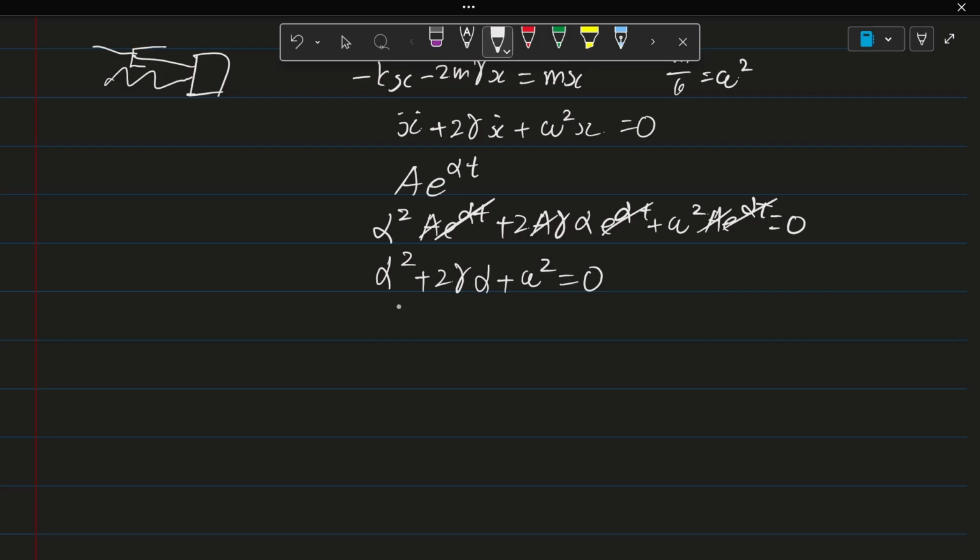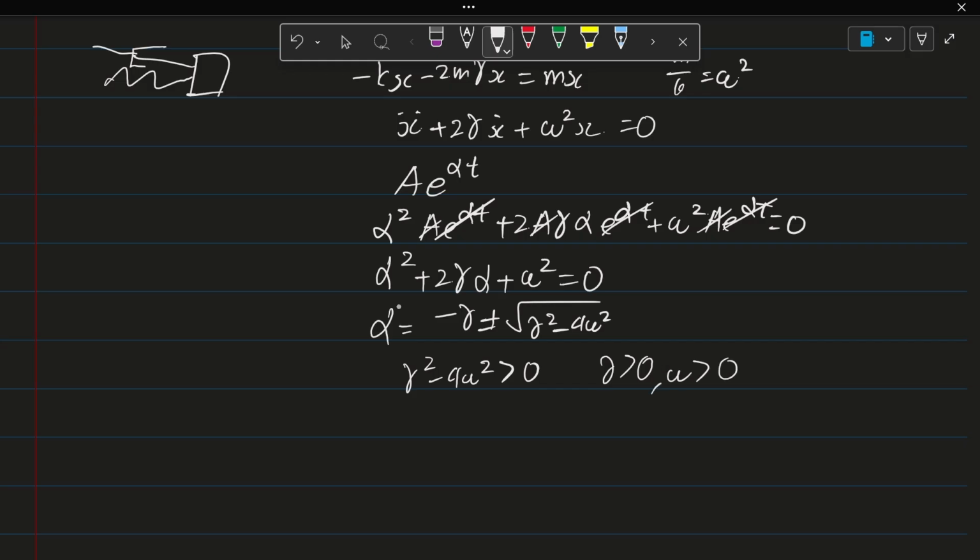Now if you solve for the alphas, you would get negative gamma plus or minus the square root of gamma squared minus 4 omega squared. Now this is where the role of knowing imaginary numbers comes in. So if you have gamma squared minus 4 omega squared to be greater than 0, which means that the square root would be real, it would form into two different types of equations. So we will be assuming that in here the gamma is greater than 0 and the omega is greater than 0.